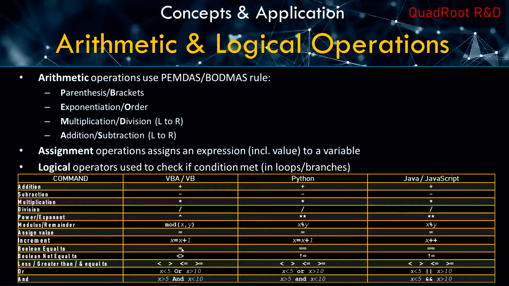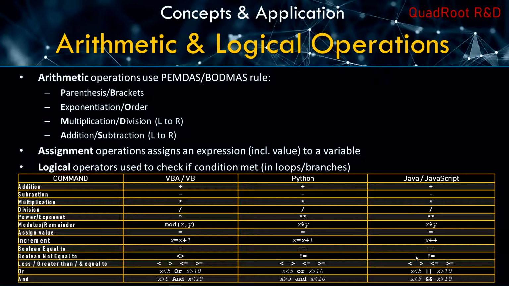Now in VBA it's the single equal to, but in Python and Java we use double equal to, and sometimes even 3 equal to signs. For not equal to, in VBA it's the less than and greater than symbol. In Python it's the exclamation mark and equal to sign, so that's not equal to, and the same for Java and JavaScript. For less than, greater than, less than equal to, and greater than equal to, it's pretty standard across languages. Less than, less than equal to, greater than equal to for all three.